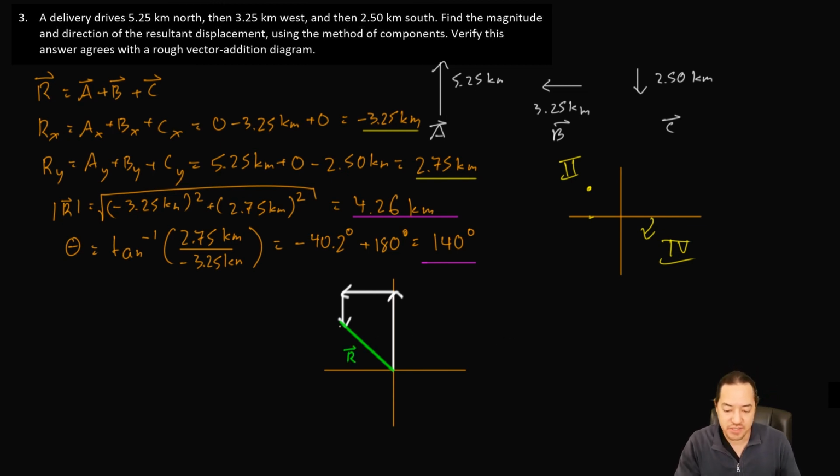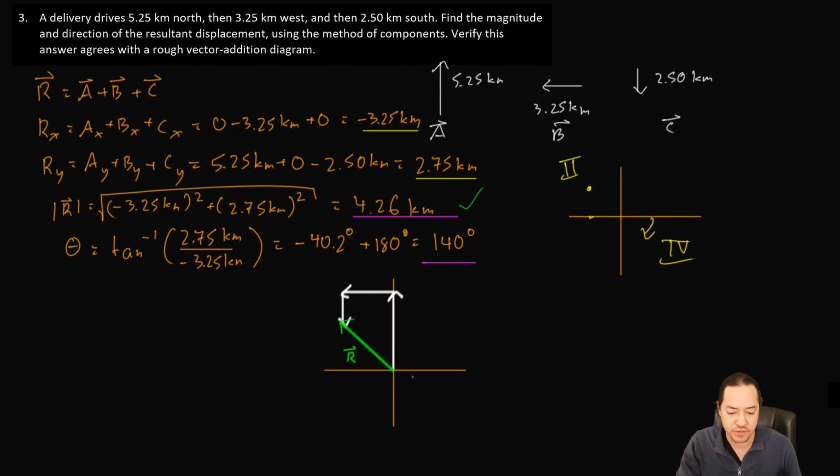And does this make sense? Does this kind of agree with what we got here? Let's look at the magnitude. Okay, so magnitude should be 4.26. Does this look like 4.26? Yeah, kind of. I mean, it's bigger than B, and it's smaller than A. So that puts the magnitude about correct, right? So I like the length.